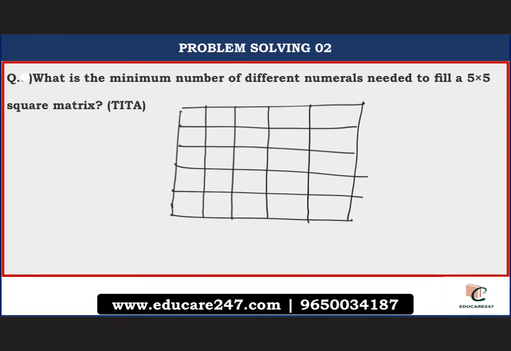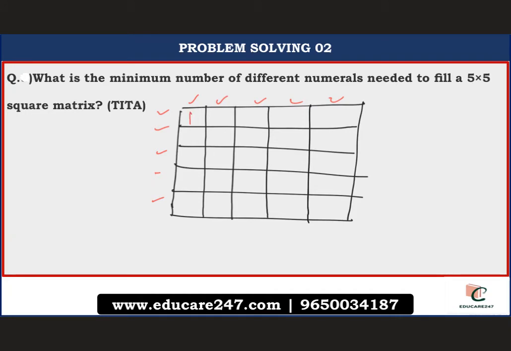So the second question is of the similar type, only the n by n has changed over here. What is the minimum number of different numerals needed to fill a 5 by 5 square matrix? So instead of 3 by 3, now we have 5 by 5. So we have 5 rows and 5 columns. All right. So again, we have a knowledge from our 3 by 3 matrix that we solved. We can place one numerical at a distance of 3 by 3, right?